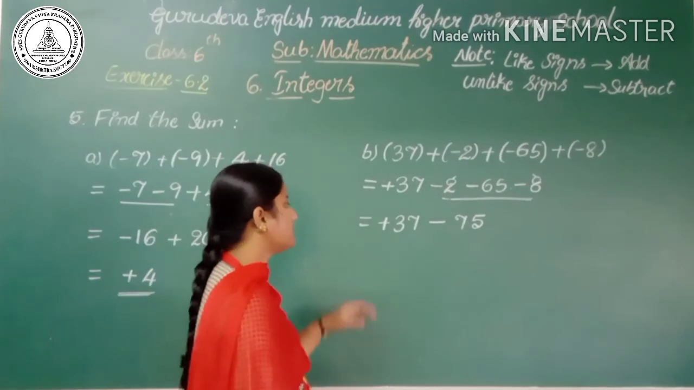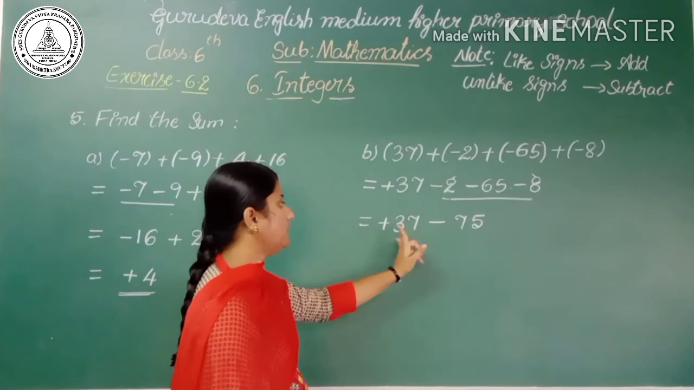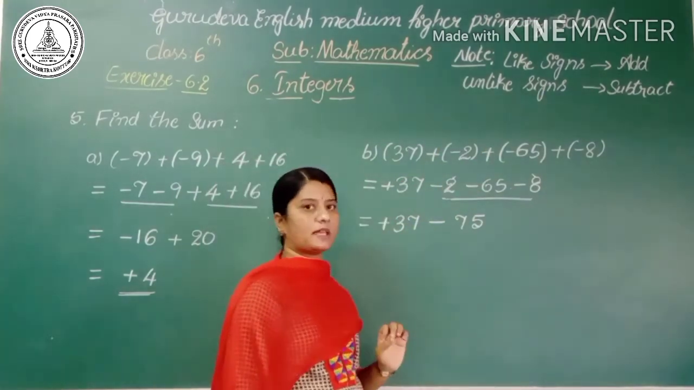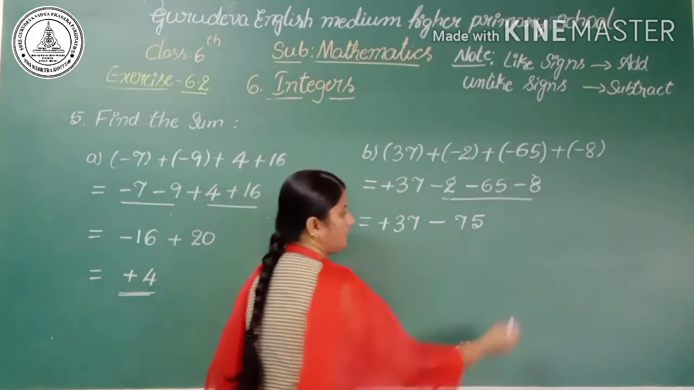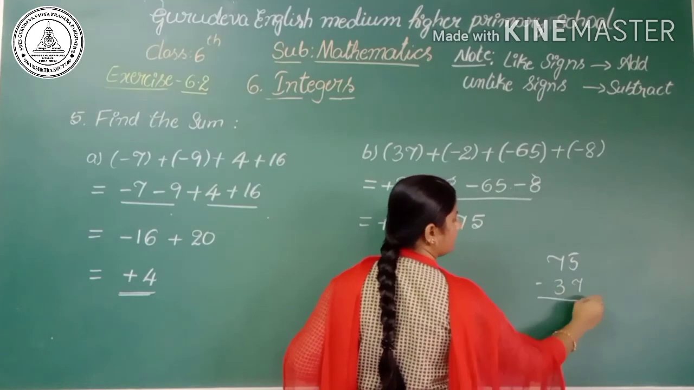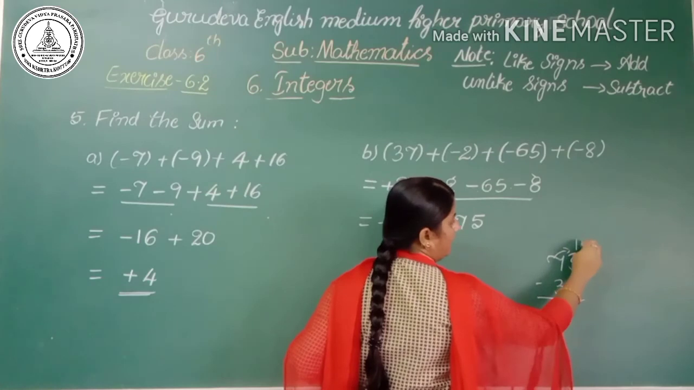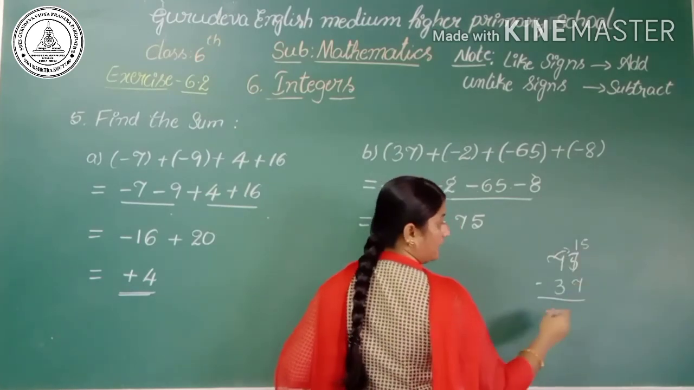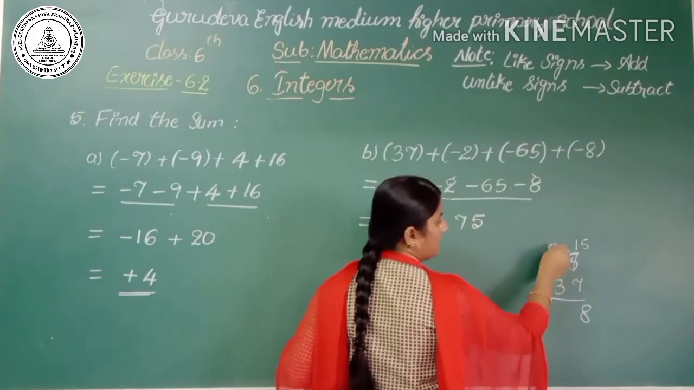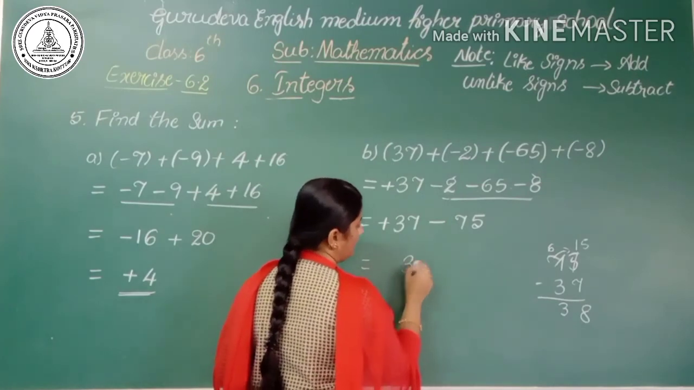Then next, 37 minus 75. Now you can see these two numbers have unlike signs. Unlike signs means we have to subtract these two numbers. Let's subtract here, 75 minus 37. 5 minus 7 cannot subtract, so borrow, it will become 15. 15 minus 7 is how much? That is 8. Then here it becomes 6. 6 minus 3 is 3, which gives 38.